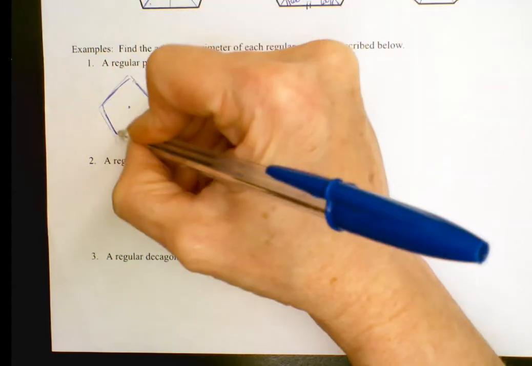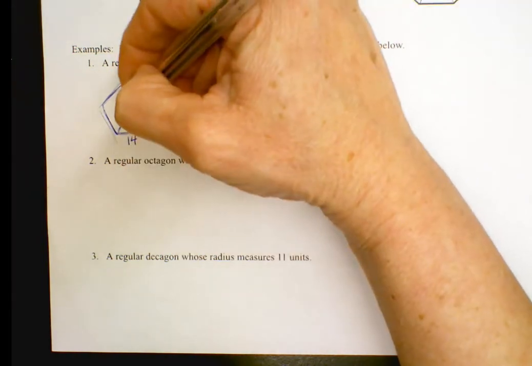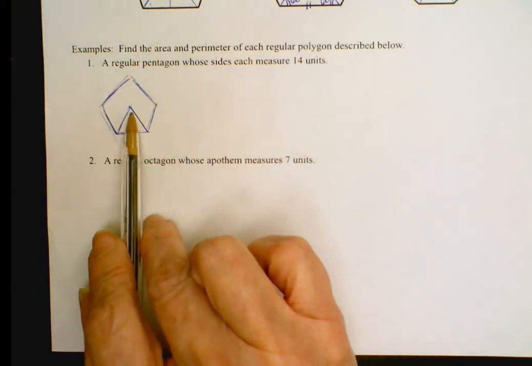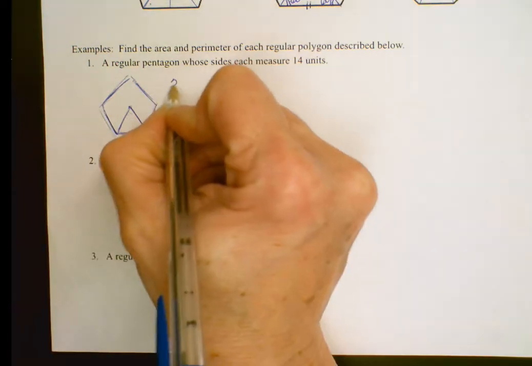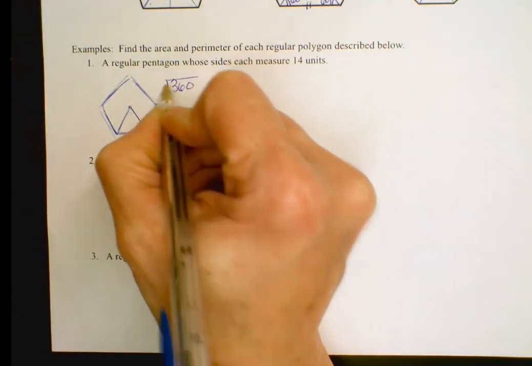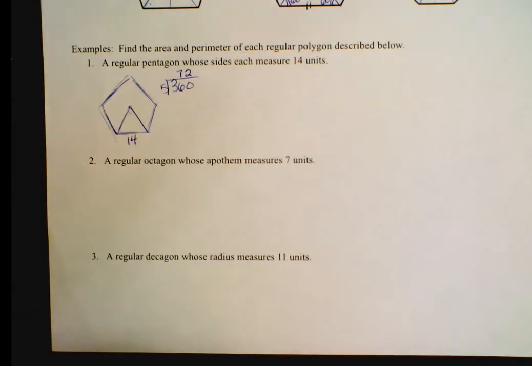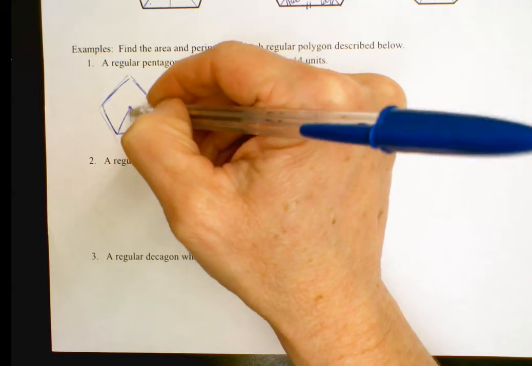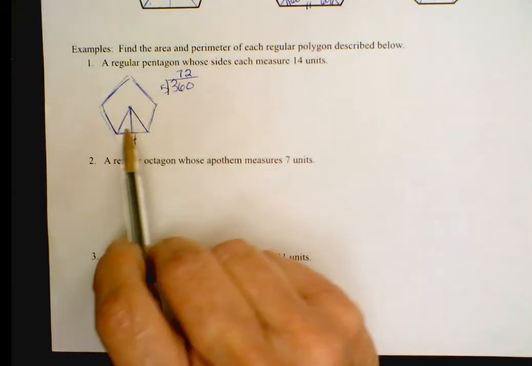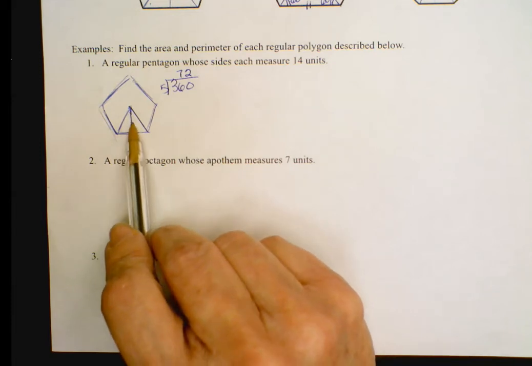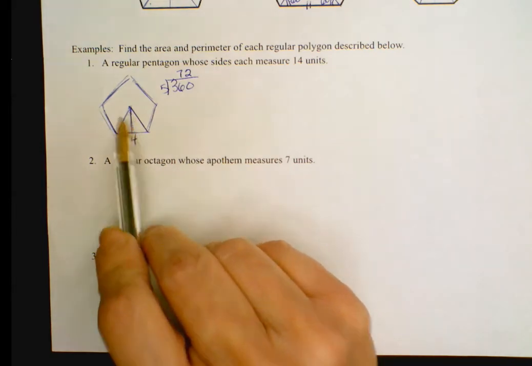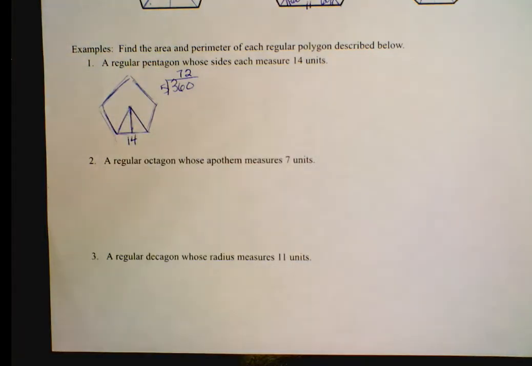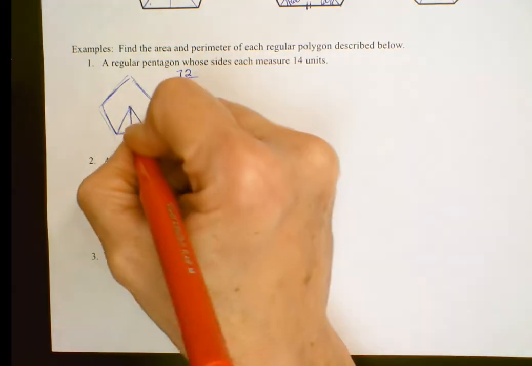I want to go ahead and draw in my two radii. We've already determined from up above that the central angle in that position is 72 degrees. Remember, 360 divided by 5 is where we get that 72 degree angle. When I draw in the height of that triangle, which I need because I need to find the apothem, that's what that distance is. In order to find the area, we need the apothem's length. So the apothem in this case divides this base segment into two parts, each of which are 7 units long.